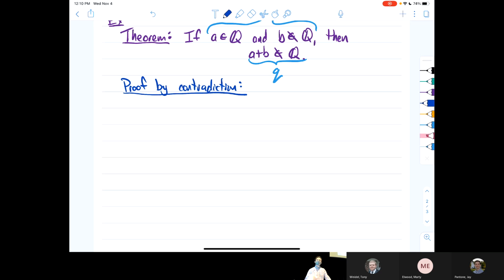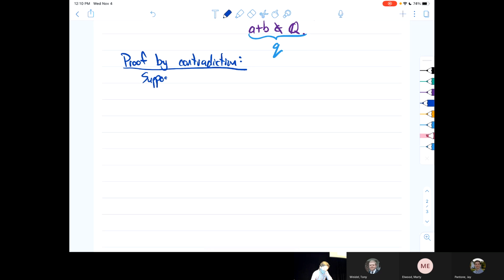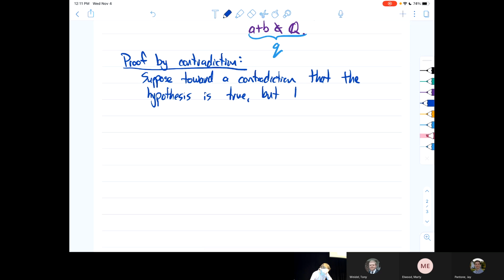So when you're starting a proof by contradiction, you're going to use the word suppose or assume, just like normal, but you're going to point out to the reader that you are using the concept of contradiction. Otherwise, the reader is going to say, why are you assuming the opposite of the thing you're trying to prove? So one way to phrase that would be, suppose toward a contradiction, that the hypothesis is true, but the conclusion is false.